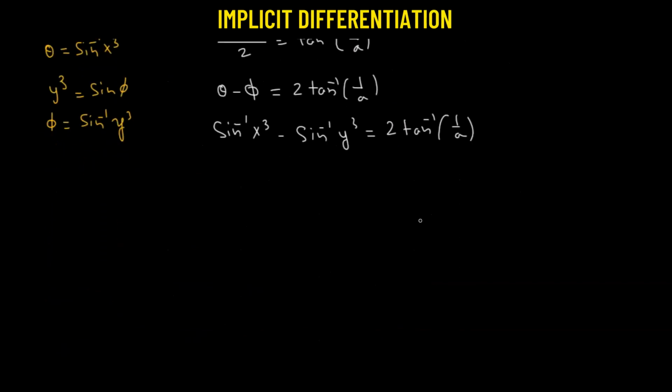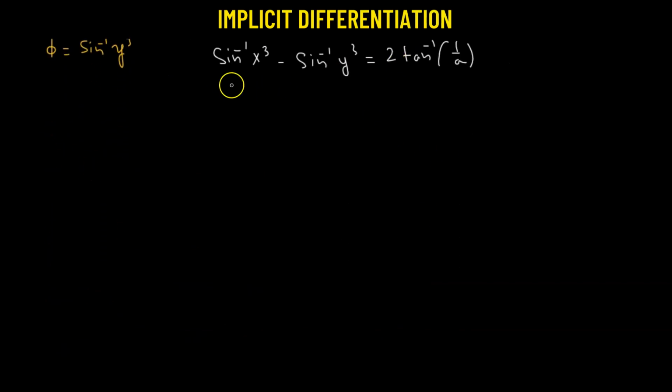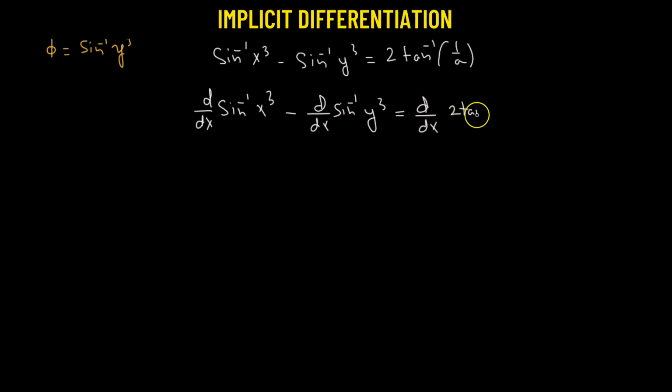But we have gone through all this process because taking the derivative of this particular inverse trig function will be way easier. Now let's take the derivative of each term with respect to x. So we have the derivative with respect to x of sine inverse of x cubed, minus the derivative with respect to x of sine inverse of y cubed, equals the derivative with respect to x of 2 times tangent inverse of 1 over a.